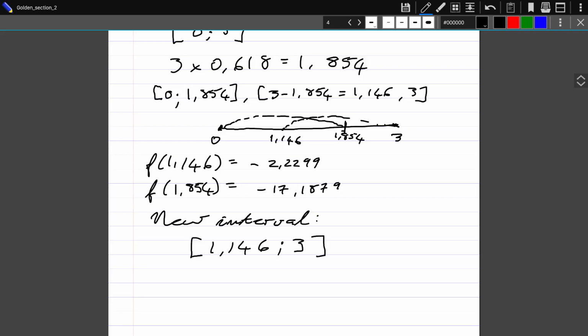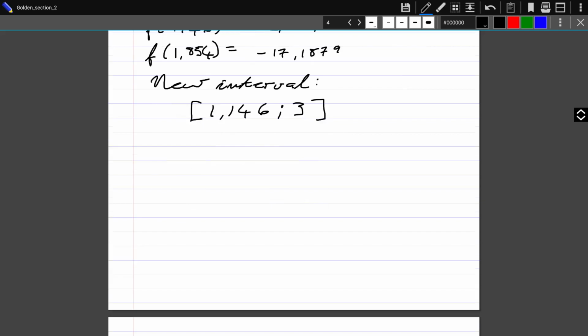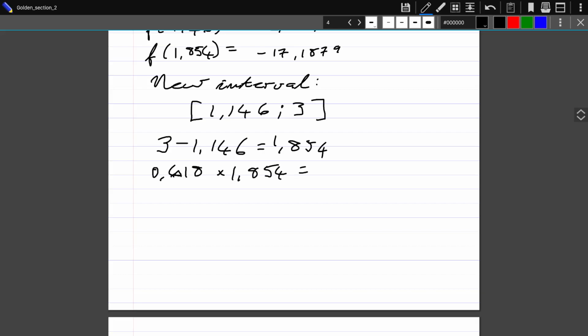And now we simply repeat what we did before. To take our interval, we need to get its length. 3 minus 1.146 is equal to 1.854. Don't be concerned if these quantities show up repeatedly, this sometimes happens. And then we need to take the inverse of the golden ratio, 0.618, and multiply by 1.854, which gives us 1.1458.